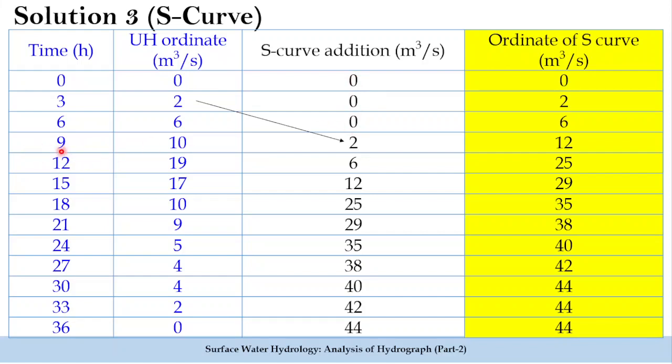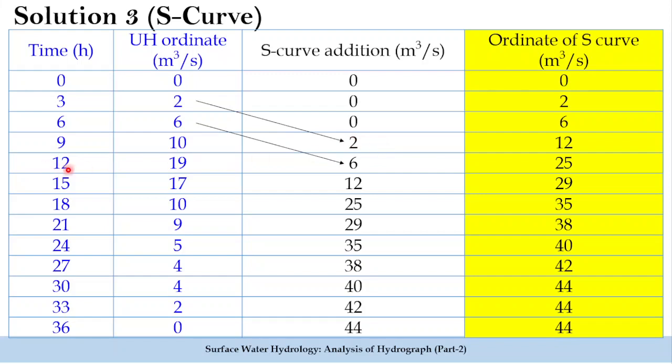Now for the time of 9 hours, 9 minus 6 gives 3 hours, where 6 hours is the standard duration. Corresponding to 3 hours, we have the unit hydrograph ordinate of 2, which has been transferred here. So corresponding to the 9-hour duration, the S-curve addition will be 2. I hope you understood this.